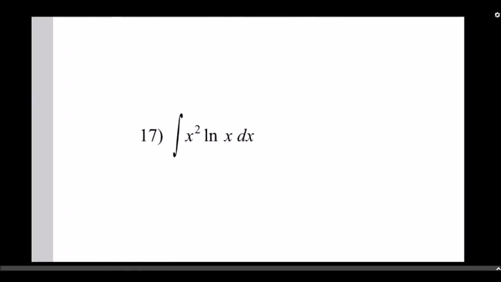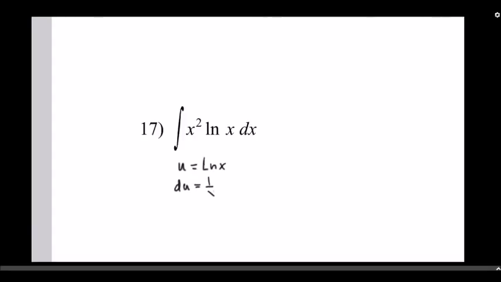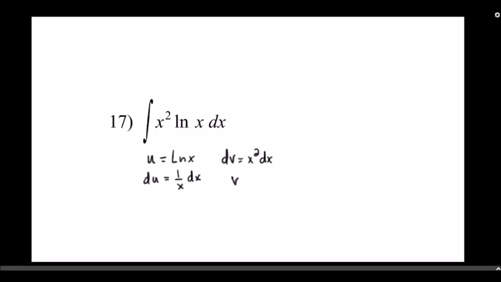Number 17, it is typical or common when you have a product, something times something, and one of the factors of that product is a natural log, that we use integration by parts, and usually you let the natural log part of it be your u value. So u equals natural log of x, du is 1 over x. Then the remaining piece there, x squared, is your dv, and then the v is the antiderivative of that, which is x cubed over 3.